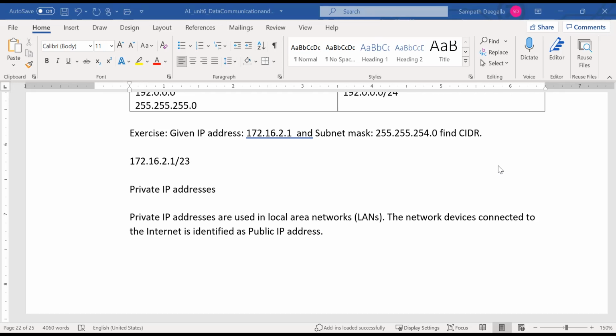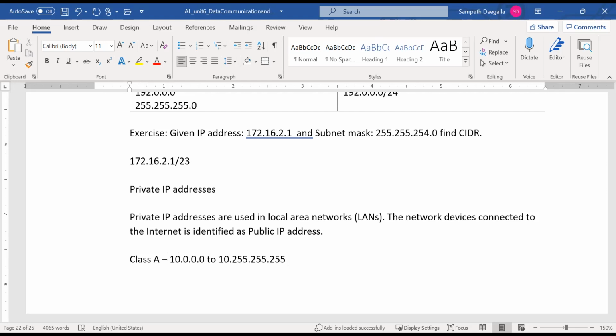So usually, we can say the ranges. So the ranges are for class A, we remember the starting number. It starts with 10.0.0.0 and the last address goes as 10.255.255.255. This is the range.